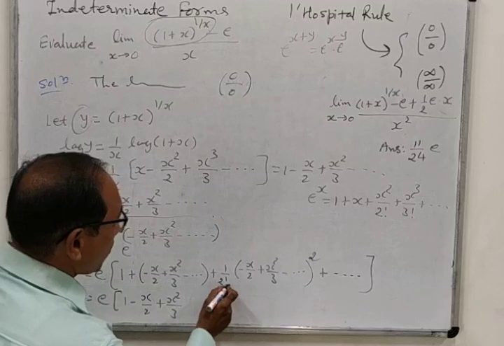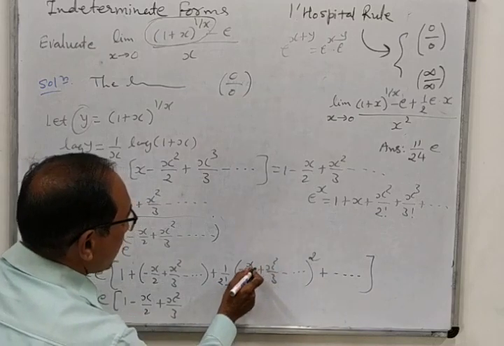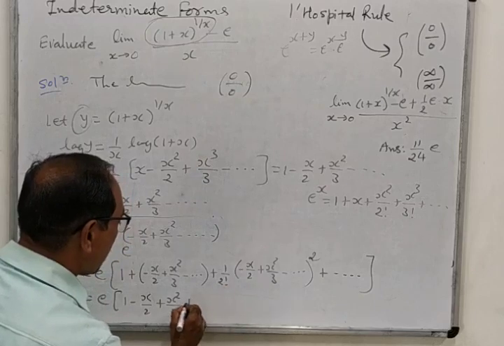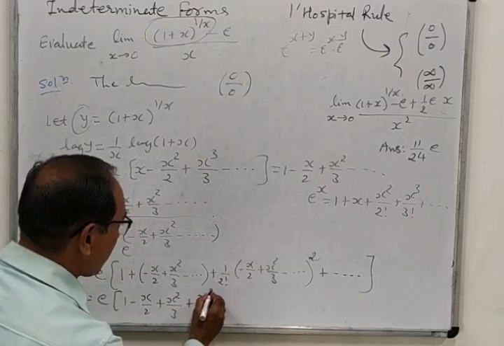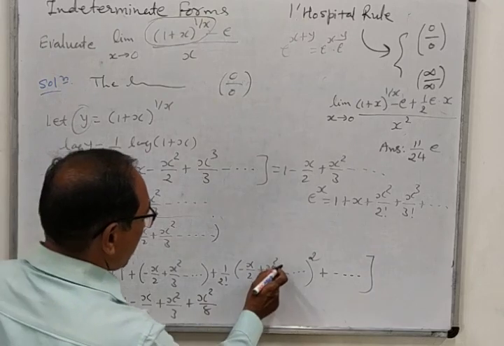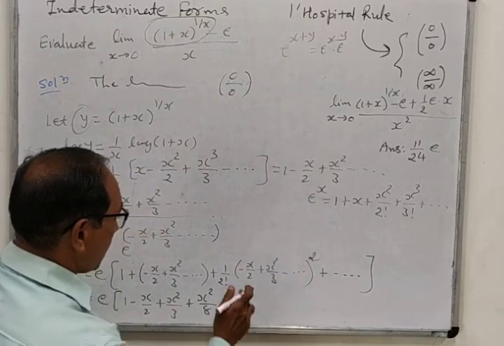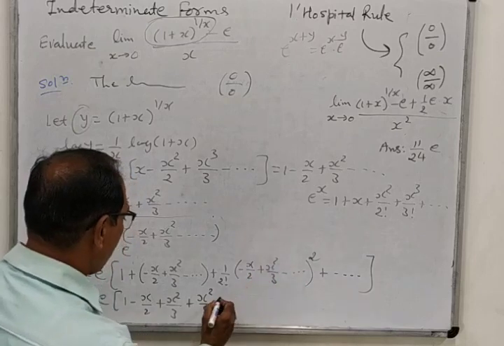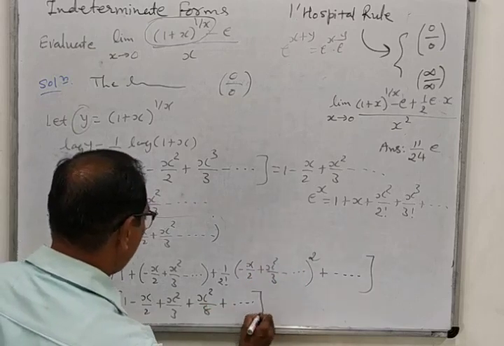So here 1 upon 2 factorial square, it is what? Square means x square by 4. X square by 4 plus, it will become plus, x square by 4 means it is x square by 8. Then it will become x raised to 4, we don't want. Then it will become minus x cube, x cube also we don't want. So I will write down here plus dot dot dot.